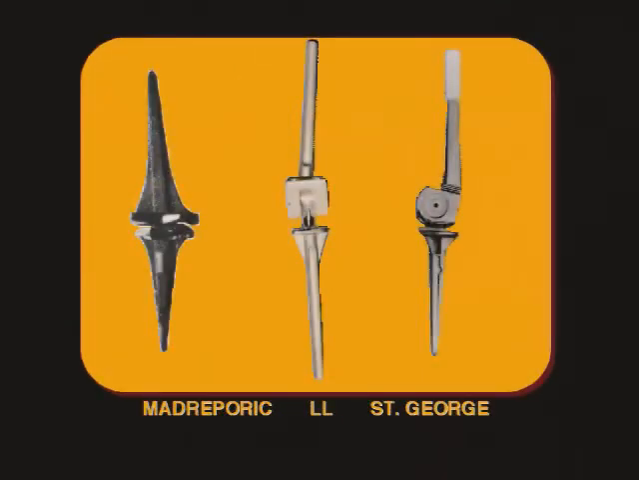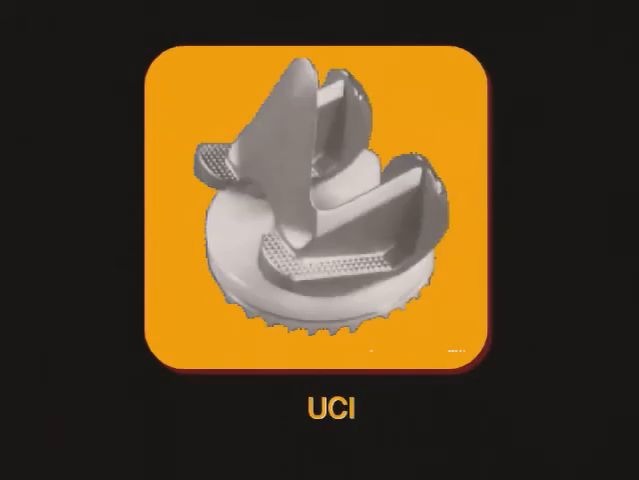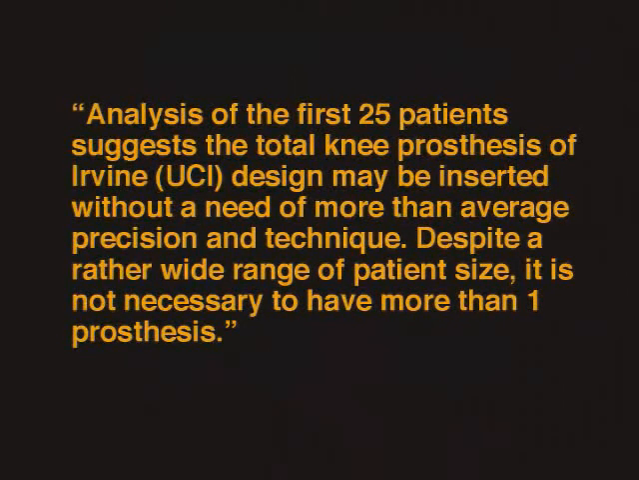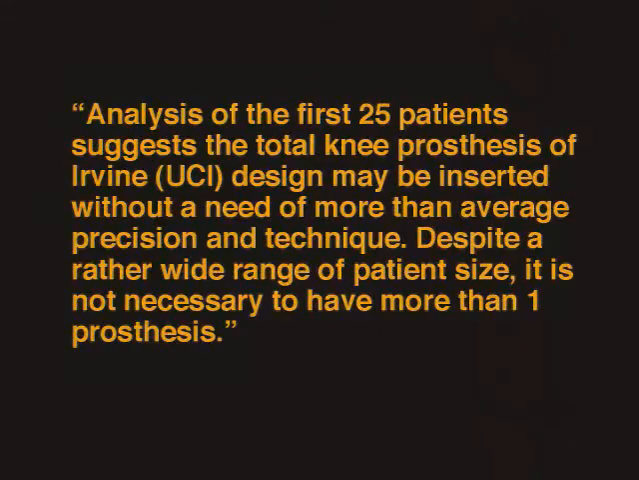Other incredibly bizarre-looking implants. The single most profitable invention from the University of California, Irvine, was the UCI knee. This was actually the first one that actually looked like a knee. The authors wrote, analysis of the first 25 patients suggests a total knee prosthesis of Irvine, UCI design, may be inserted without the need of more than average precision and technique. Despite a wide range of patient size, it is not necessary to have more than one prosthesis.